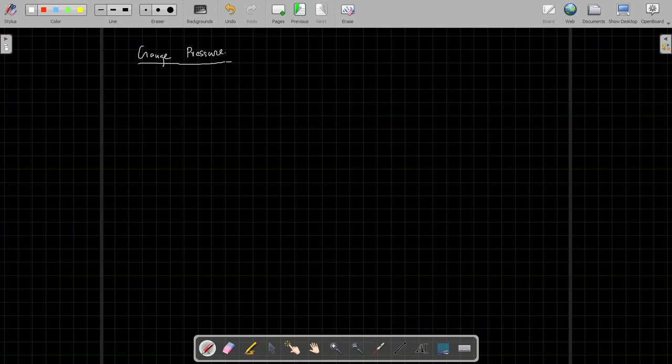As the name suggests, if you have any particular pressure instrument to check, what is it going to measure? It is defined as the excess pressure above the atmospheric pressure, and that is called gauge pressure.